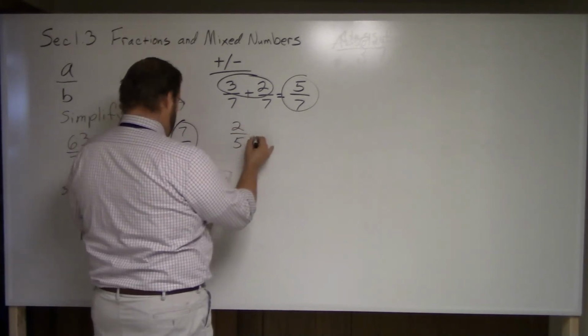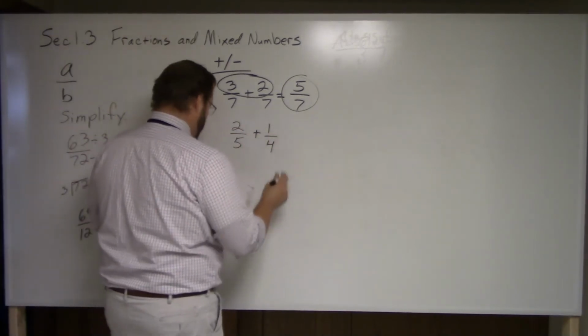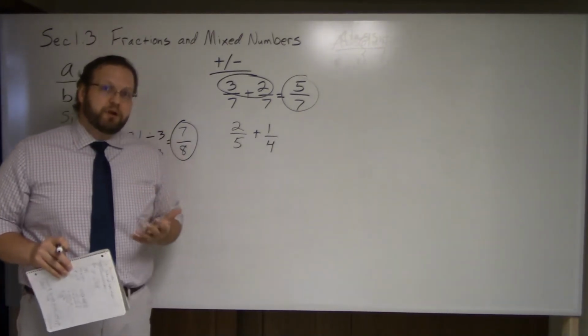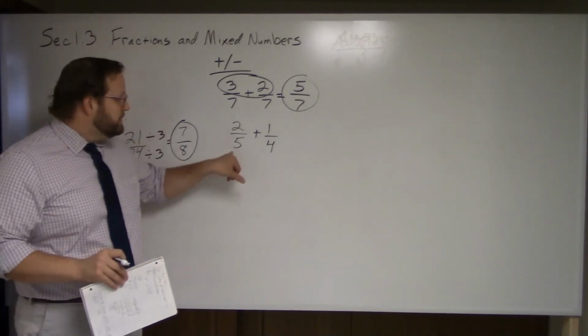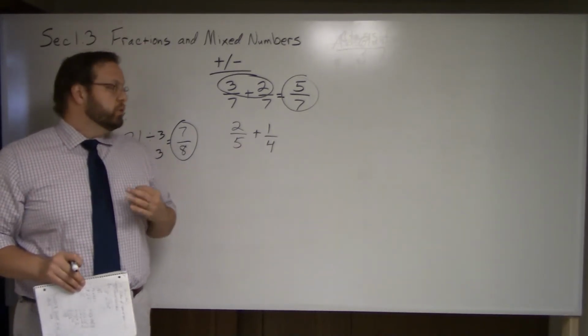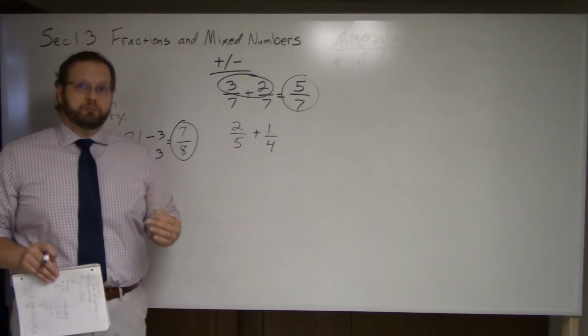Let's say we've got 2/5 plus 1/4. Okay, now those denominators don't match. That's a problem we need to fix. So we need to make these match. Now when we look for a common denominator, what we're really looking for is a common multiple.